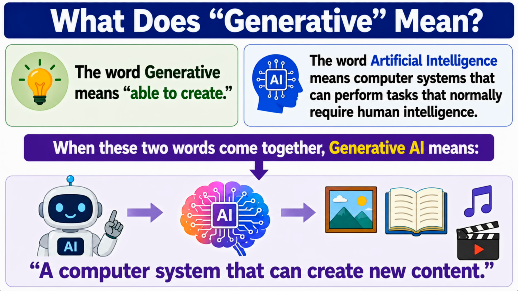What does generative mean? The word generative means able to create. The words artificial intelligence mean computer systems that can perform tasks that normally require human intelligence. When these two words come together, it is generative AI. Generative AI means a computer system that can create new content.